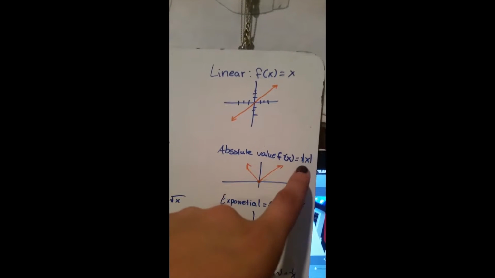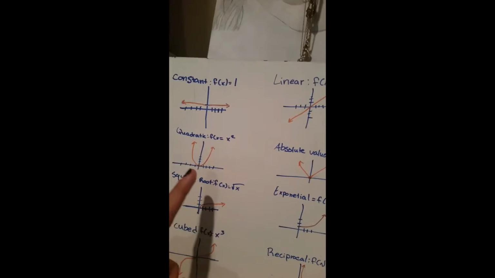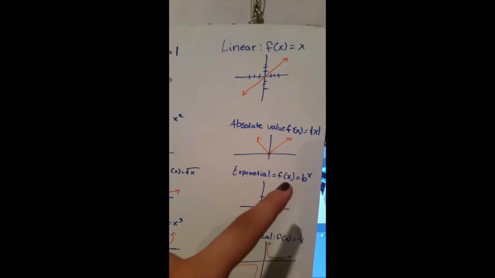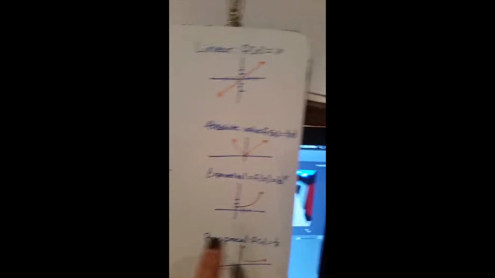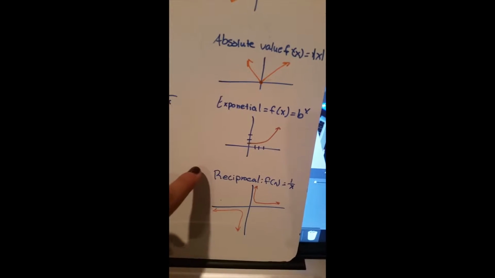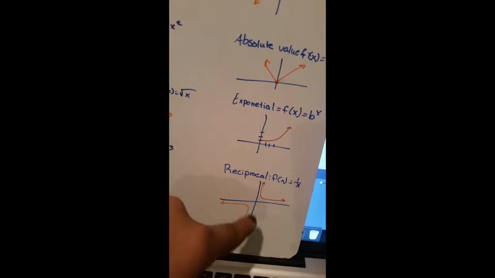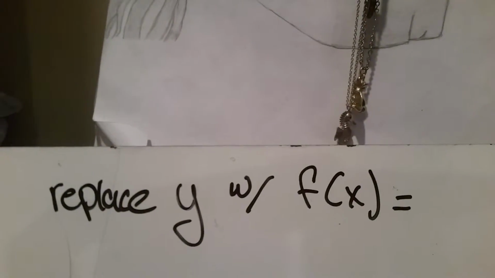Absolute value: f of x is equal to the absolute value of x, and instead of being like the quadratic, it makes a U shape, it makes a V shape. Exponential: f of x equals b to the x. It starts at 1, and it grows exponentially. Reciprocal: f of x is equal to 1 over x, and it makes these two lines that never hit the axes. We're going to replace y with f of x.